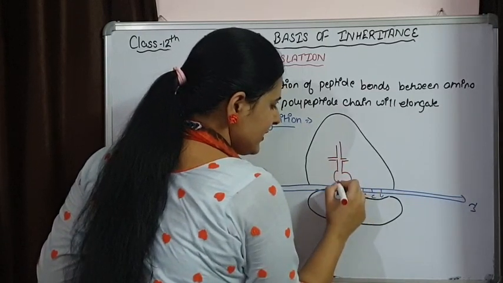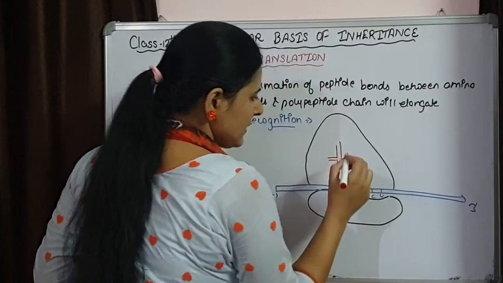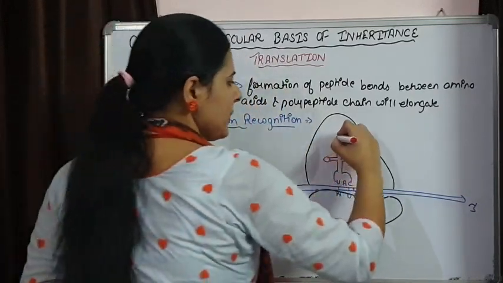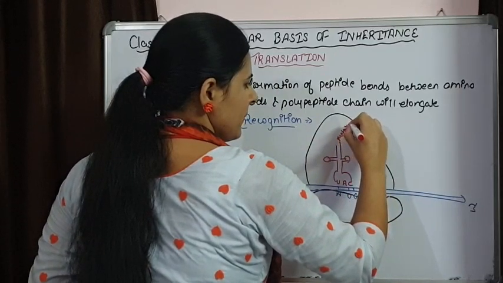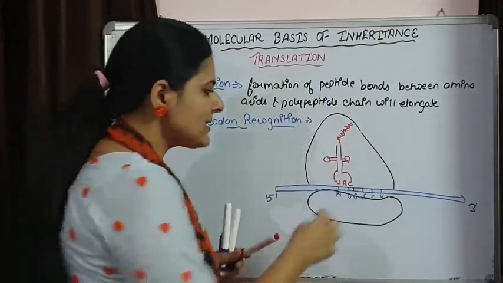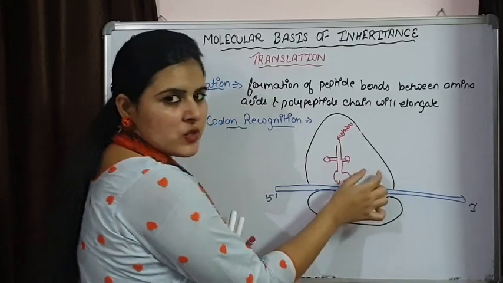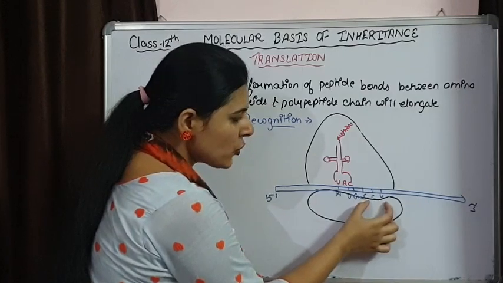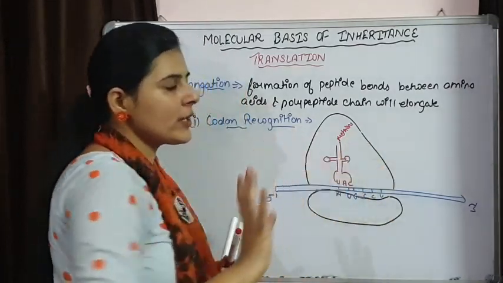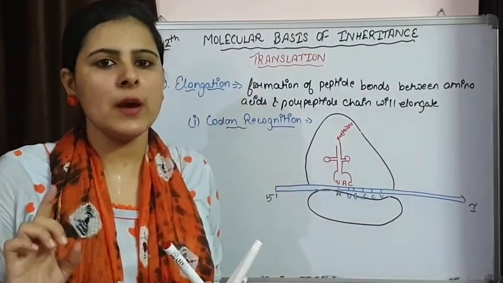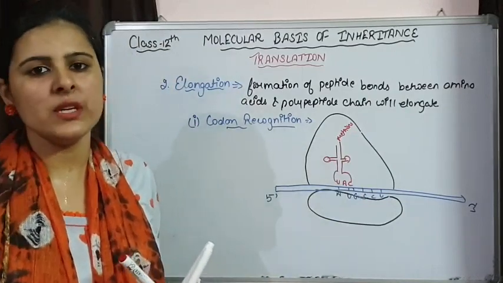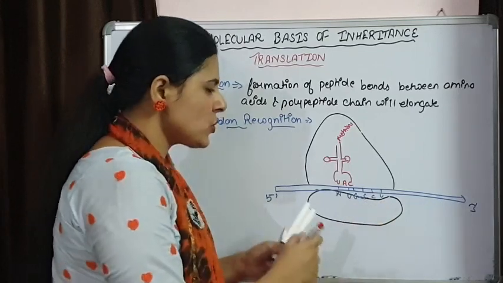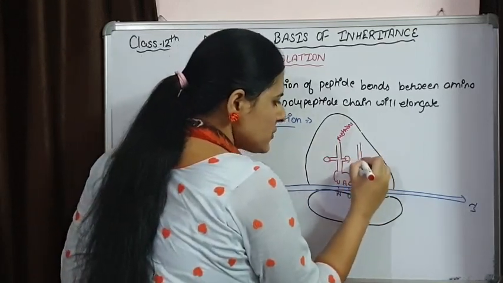This is the initiator tRNA which has this anticodon loop, and over here methionine is present. Now this is the empty A site. So the new tRNA that is going to come should have the anticodon for this codon, and it is going to combine with a specific amino acid, and this specific amino acid will be coded by this codon. So here another tRNA is going to come.